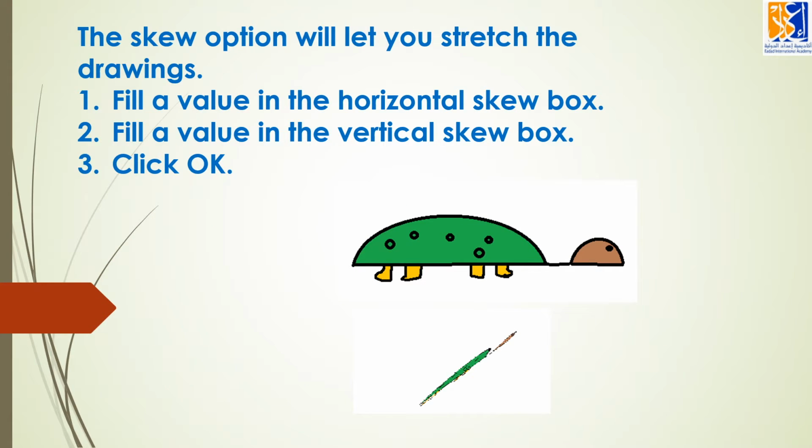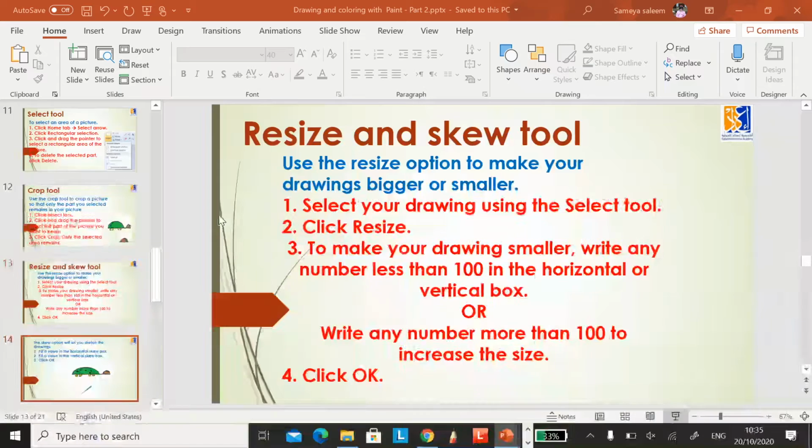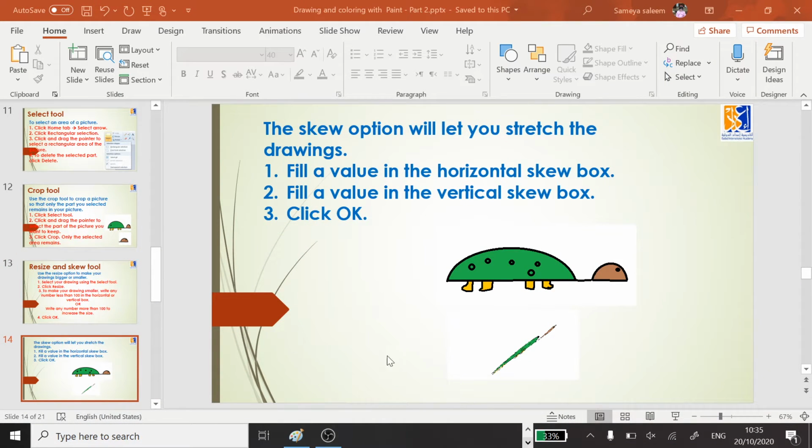Skew options will let you stretch your drawing. What is the skew option? It will stretch your drawings. Just now you saw how it is stretching. In this picture also you can see this is a tortoise and it is stretching. Fill a value in the horizontal skew box and fill a value in the vertical skew box and click on OK. As I did now, let me show you again.